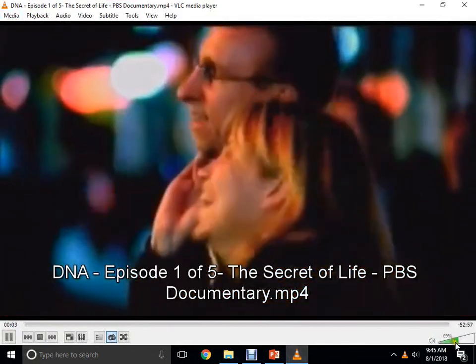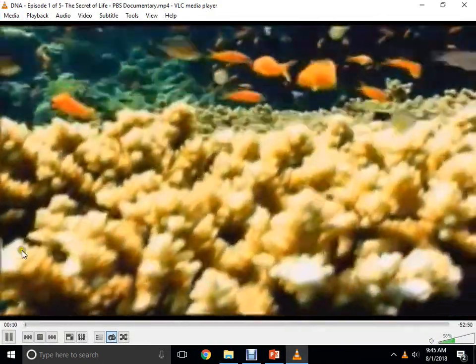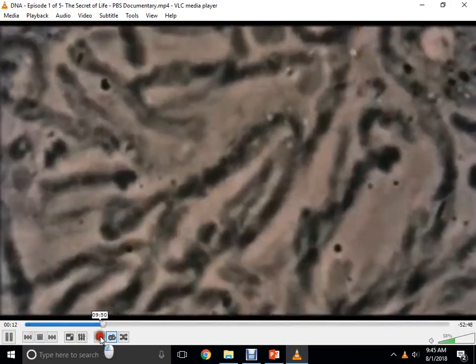Are the spores at the heart of life? What is the engine that drives it forward? It links all living things.